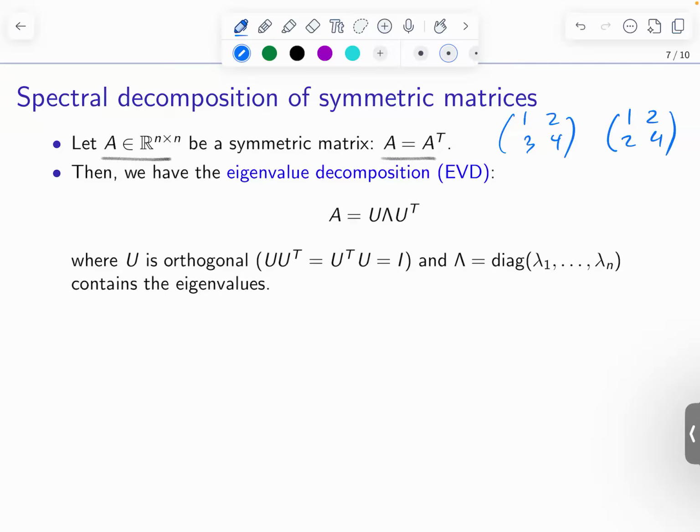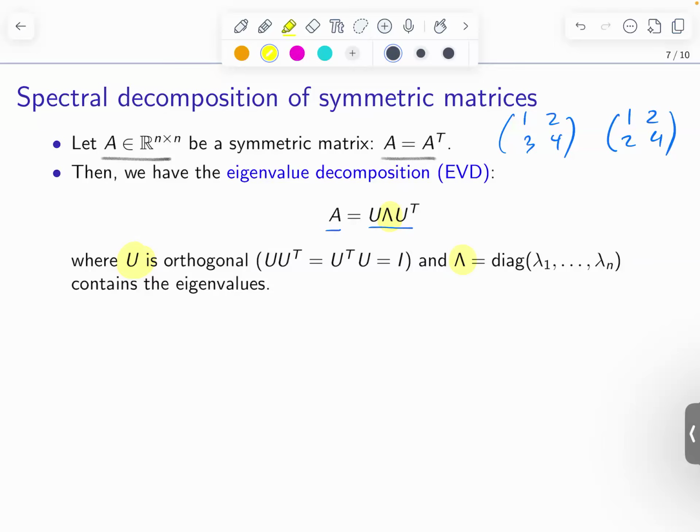Okay. So what it says is that the matrix can be written as this decomposition, the product of three matrices. A matrix U, a matrix lambda in the middle, and the last matrix, which is U transpose. A equals U lambda U transpose. What is U? U is an orthogonal matrix. What is lambda? Lambda is a diagonal matrix.